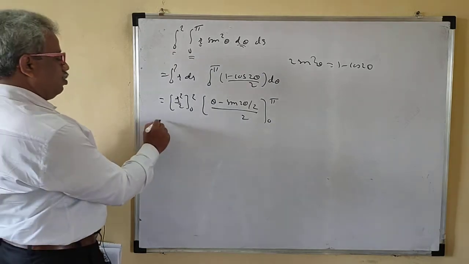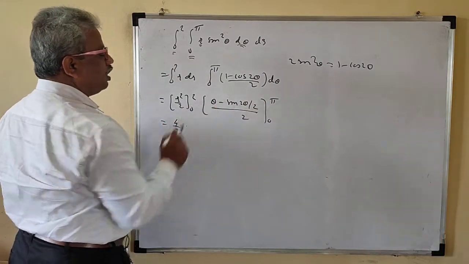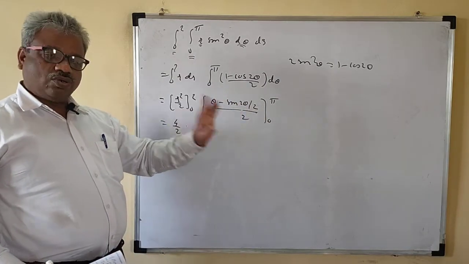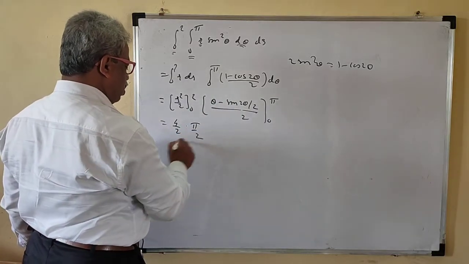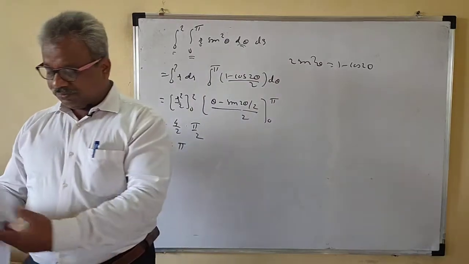Now if you put it in, this is 4 by 2 into, you have to put only theta equal to pi here, because sine 2 pi is 0 and sine 0 is 0. Only I have to put this pi here. So this is pi by 2, and this is pi. Your required answer is pi.